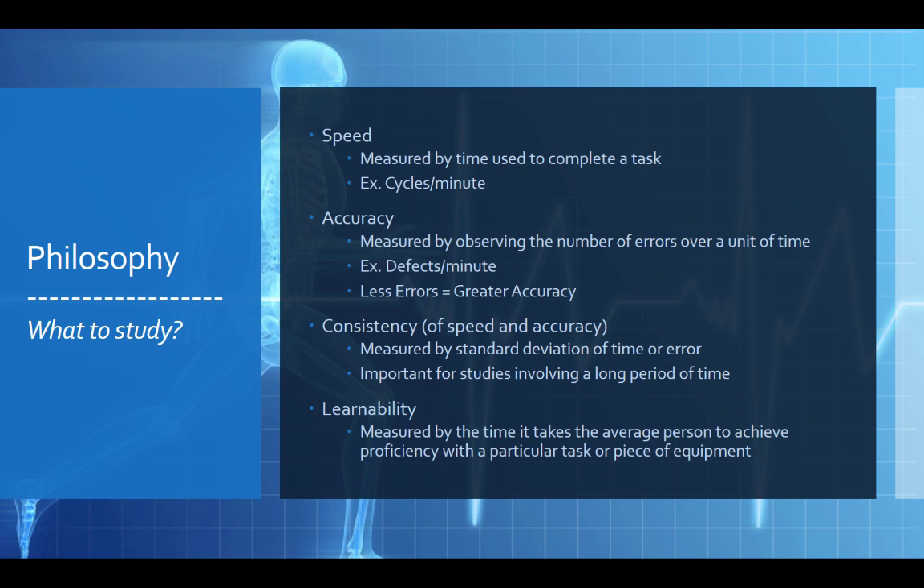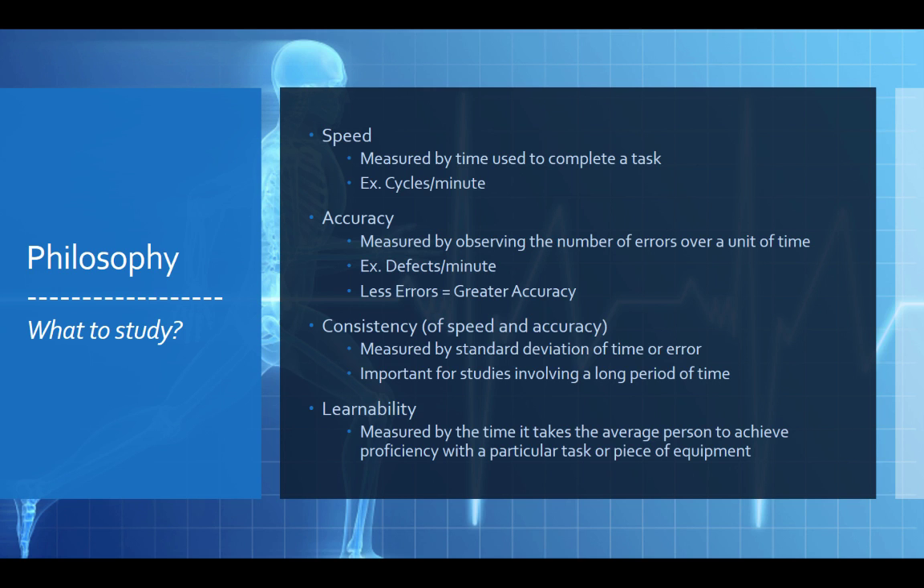So to begin looking at the philosophy of human performance, it's important to ask yourself, what exactly am I studying? So we've laid out here 4 aspects of human performance that we like to study. The first is speed, and speed is measured by the time it takes to complete a task. We like to think of speed as miles per hour when we're driving a car down the highway. How fast, how many miles can we go in 1 hour? Well, when speed is talking about human performance, we like to ask things like how many cycles per minute we can go through, how long it takes a human at a workstation to complete their task.